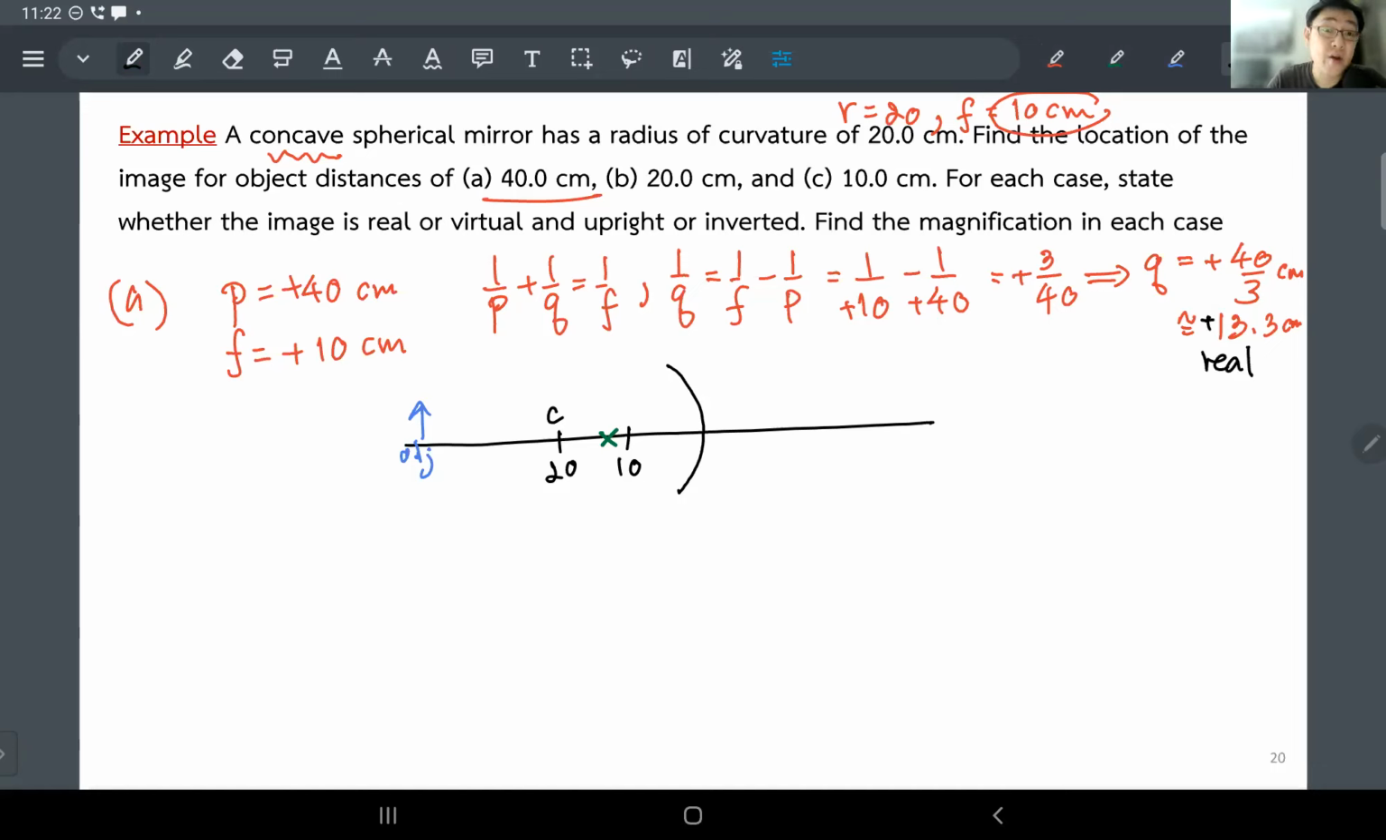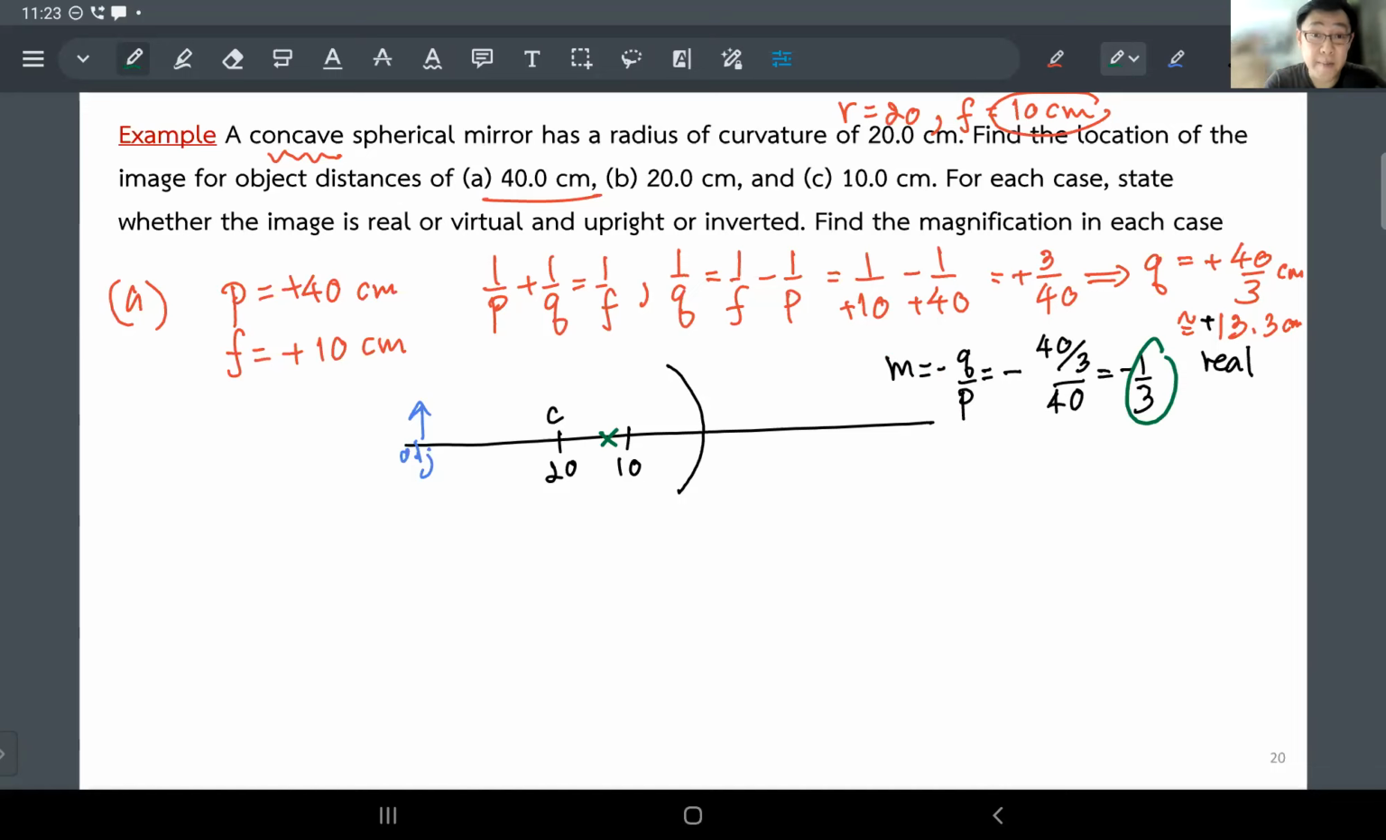But the type, in the sense of the orientation of the image, all right, no problem. M equal to negative Q over P. Negative sign is there. The Q is 30 over 3. The P is 40. So at the end, you get negative 1/3. Cool. So what it means by negative 1/3 is that you have 1/3 of the size. So you get the image reduction in size in comparison to the object size, 1/3 times the object height.